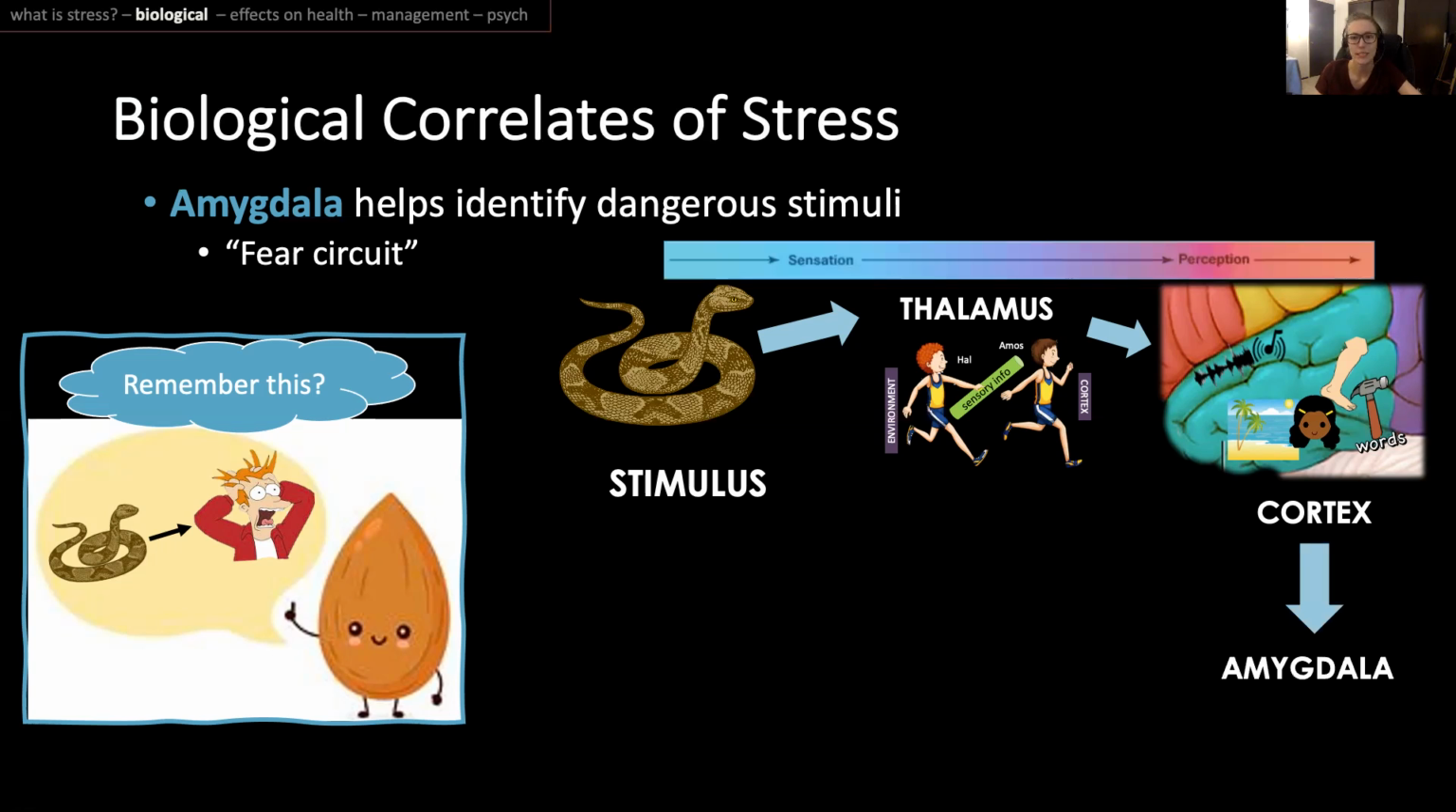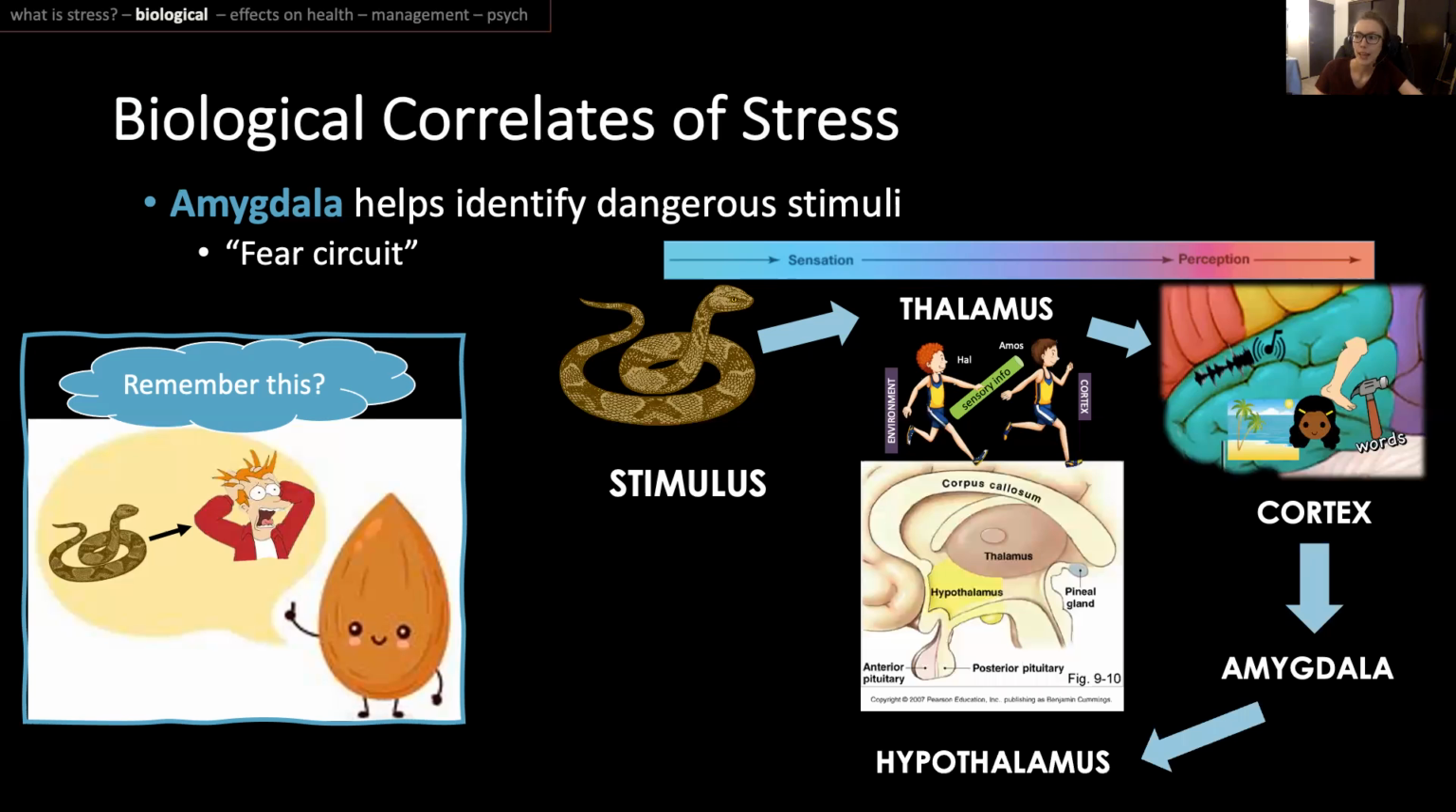Well, the cortex communicates with your amygdala. Your amygdala and your cortex talk a lot, so they're highly connected both structurally and functionally. Because your cortex is going to say, hey, amygdala, Amy the almond, I have seen a snake. A snake is what I've identified, so what should I do? And Amy the almond is able to assess that stimulus and determine whether or not it's a fearful stimulus or not. And if it is, it's going to then trigger the hypothalamus to take care of it.